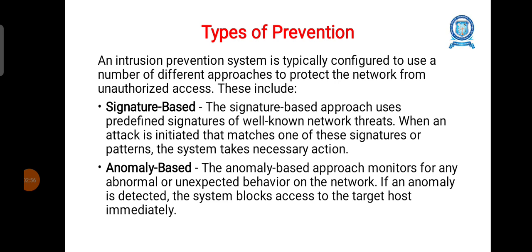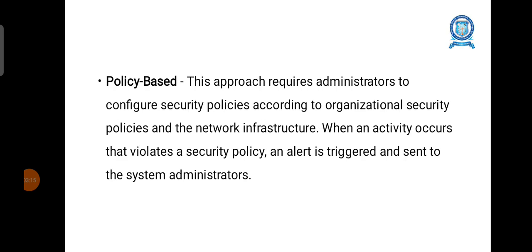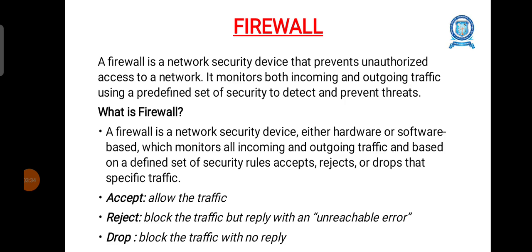Anomaly-based. Anomaly means behavior of the network or behavior of the network traffic. The anomaly-based approach monitors for any abnormal or unexpected behavior on the network. If an anomaly is detected, the system blocks access to the target host immediately. In case of a policy-based prevention system, it requires administrators to configure security policies according to organizational security policies and the network infrastructure. When an activity occurs that violates a security policy, an alert is triggered and sent to the system administrators. Now let us start with the firewall.